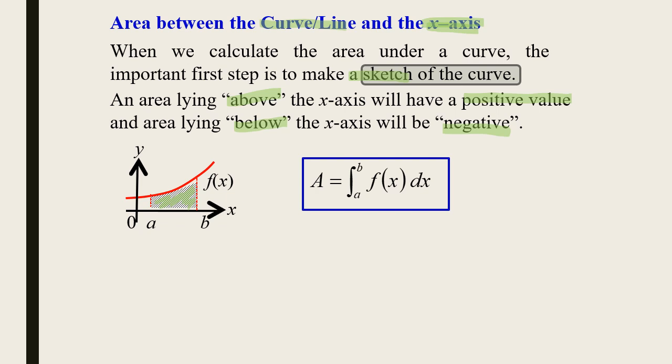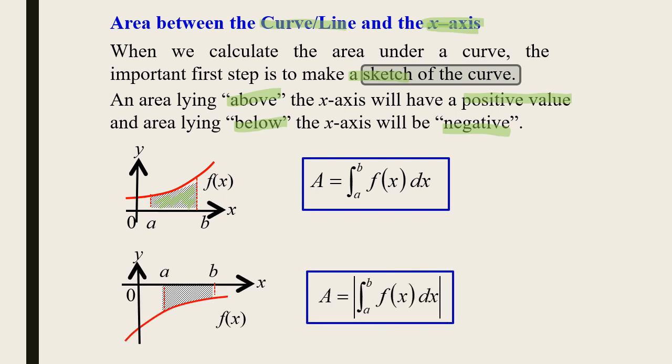How about the area lying below the x-axis? If the graph is under the x-axis, then the area will be negative. To get a positive area, what we need to do is put the absolute notation after you find the definite integral of the curve from A to B. So the answer will be positive. This is for the area under the x-axis.